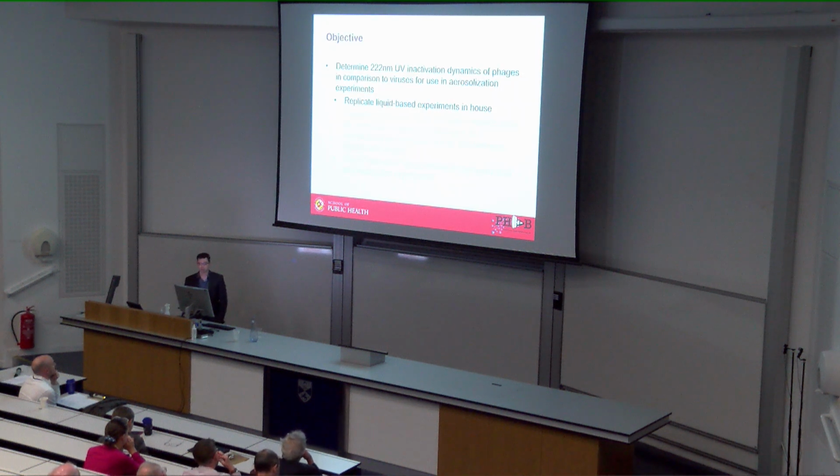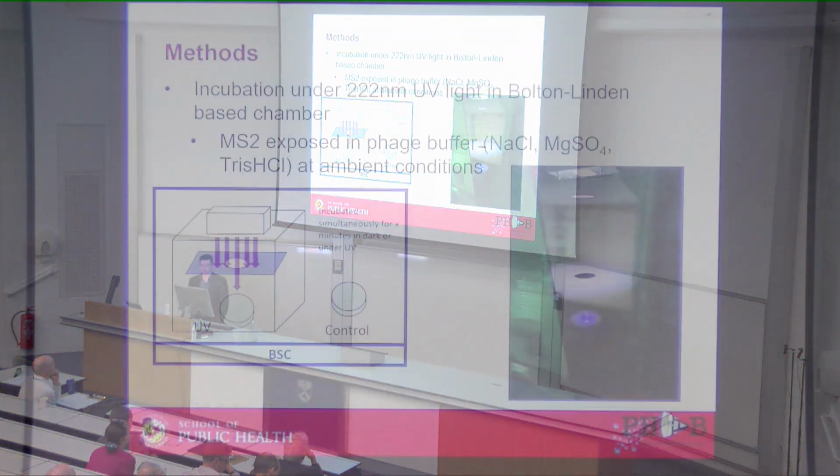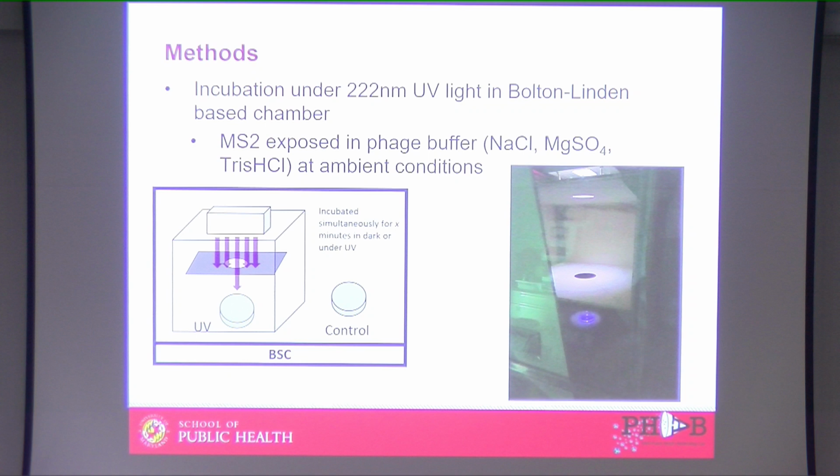Currently we're just at step 1, looking at replication of liquid-based experiments, where we only have some results regarding MS2 inactivation in liquid. This method includes the use of an open lumen-based chamber with a 222 nanometer UV light source. We split an MS2 phage stock that's diluted in a phage buffer into 2 separate plates, one of which is destined to be exposed to UV and one of which is set aside simultaneously for incubation, not UV exposed, so we can compare unexposed and exposed. We have an example of what it looks like on the right there with the UV light on and the petri dish at the bottom.